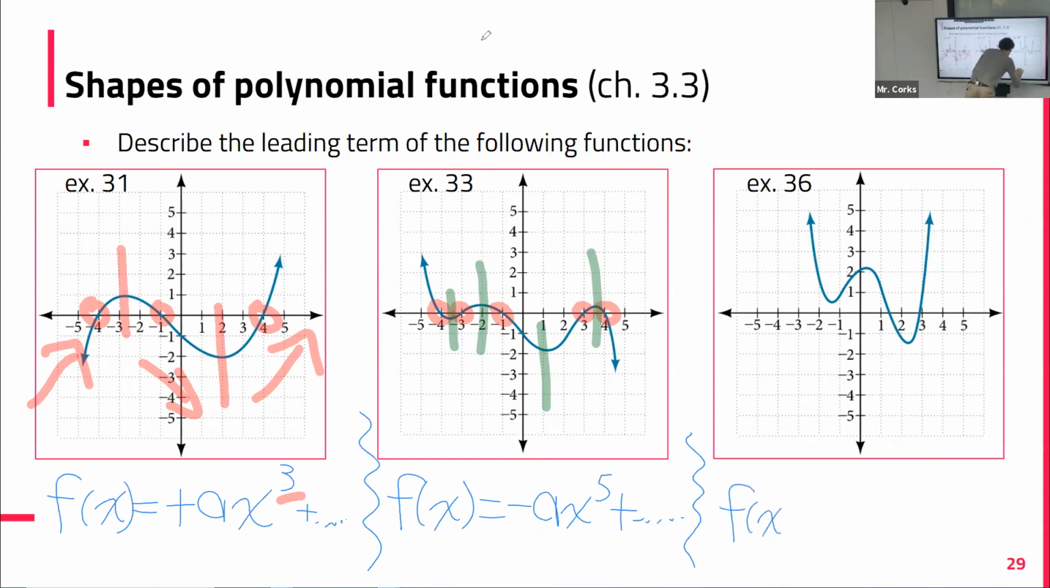Positive a. Even numbered exponents. Okay, so the right side going up, positive, left side going in the same direction. So even number exponents. Tell me more. Thinking 4. Okay, how many turning points do we see? 3 turning points, 1, 2, 3.